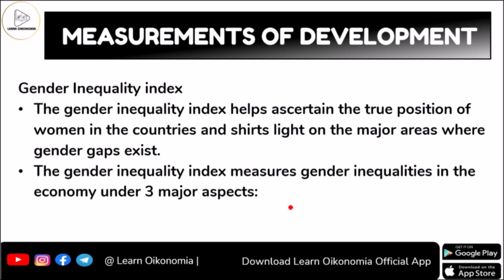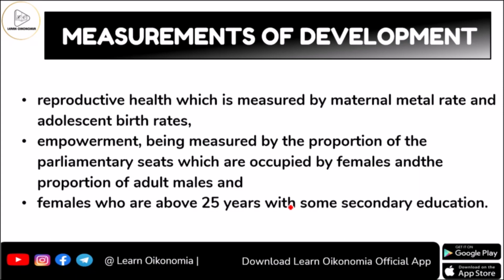And now you are moving on to the gender inequality index, another important indicator of human development. This is something that gives us a true indication regarding the gender inequality situation in the nation. The gender inequality index measures gender inequality in the economy under three aspects. So it will be looking at what is called reproductive health, something called empowerment, and also the education aspect.